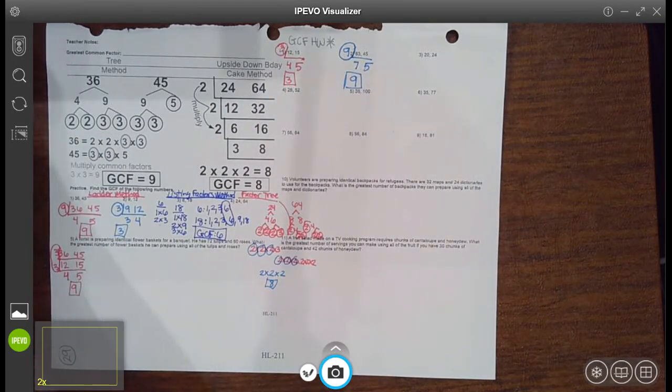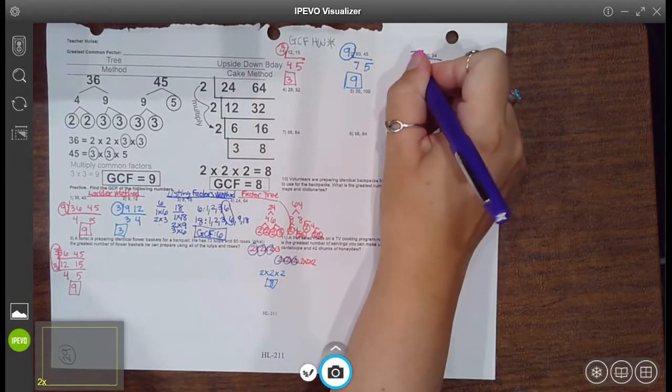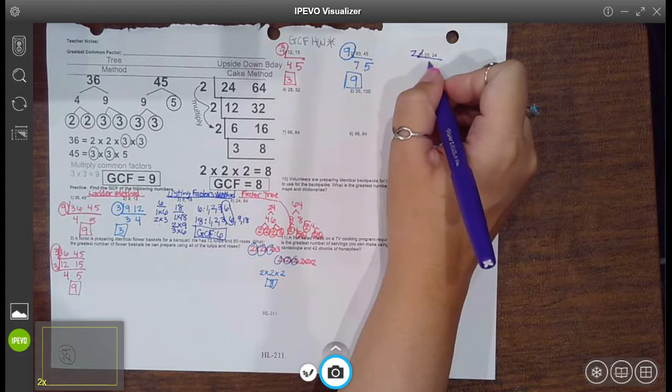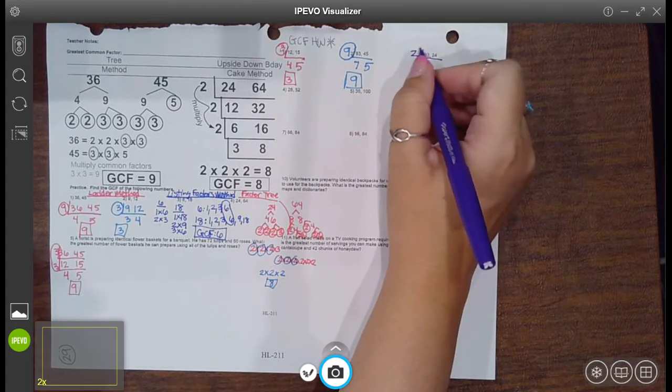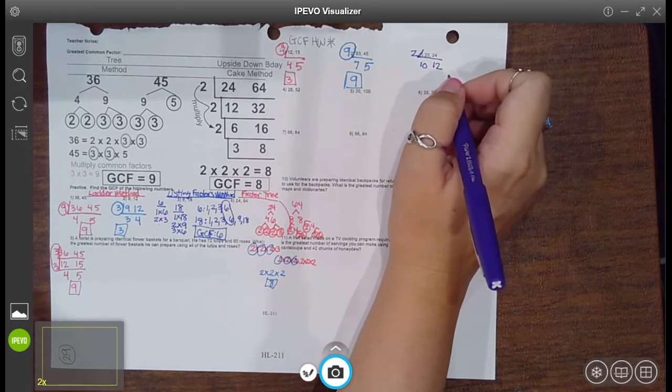All right. Next one says 20 and 24. What would you pull out? I see a 4, but let's say you didn't see that right away. What if you instead started with 2? 2 times what is 20? 10. 2 times what is 24? 12. Can you keep going?